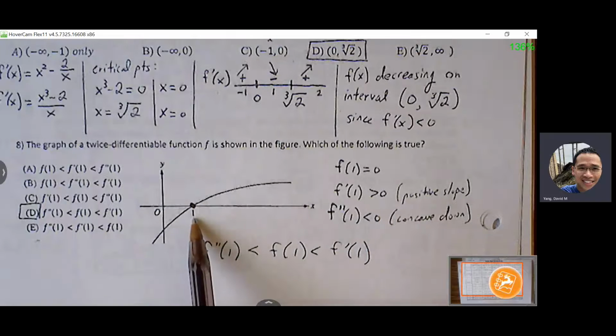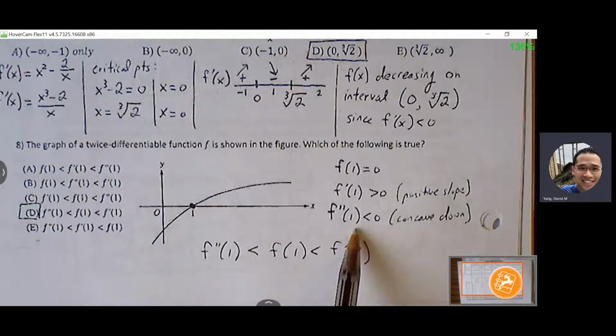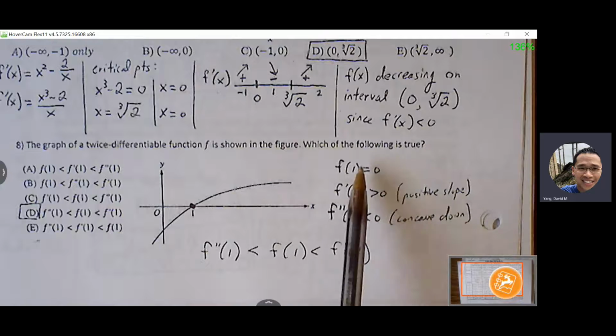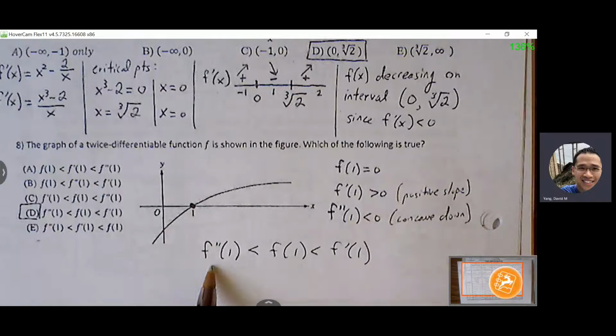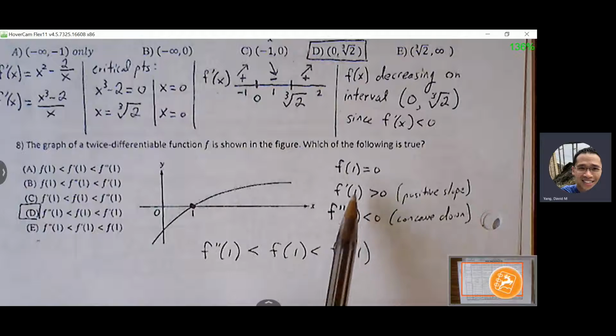And then we know the second derivative at 1, this is part of a concave down graph, right? So concave down graph means second derivative is negative. So if you're comparing 0, positive, and negative, you can still order them in increasing order, even though we don't know these two values, but we know one is negative and one is positive. So the negative must be the smallest value. 0 is going to be next, and the largest value must be the positive, which is our slope.